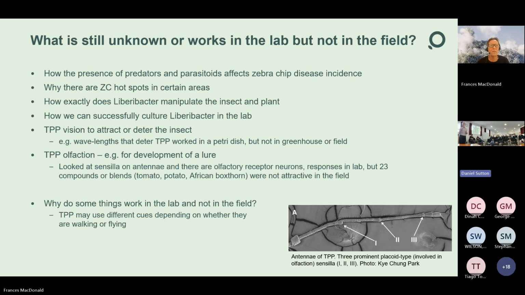There is a lot about insect vision and smelling as well. We got some really good results in the lab, but the biggest thing is that once we go out into the greenhouse or the field, we lose all of that. That might be because the psyllid uses a different cue when it's flying than when it's walking, for example. When it's flying, it might use its eyes. When it's walking, it might use its mouth parts to go, hey, is this what I want? Yeah, work in progress, I think. Next one, please.